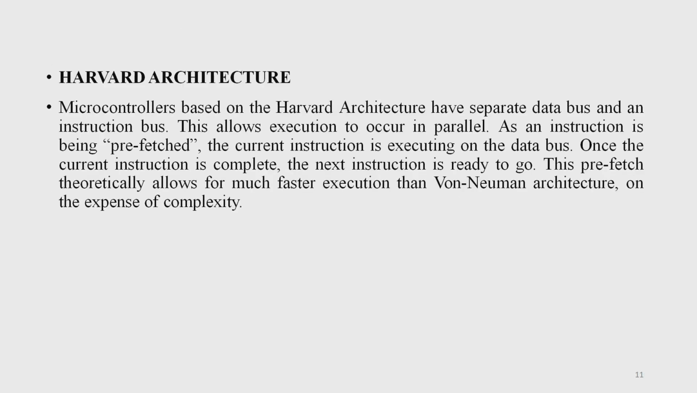In the case of Harvard architecture, there is a separate data bus and instruction bus. This allows execution to occur in parallel, and a prefetch option is also available while executing on the data bus. Once the instruction is complete, the next instruction is ready to go. This prefetch theoretically allows much faster execution than von Neumann, but at the expense of being very complex when compared to von Neumann.